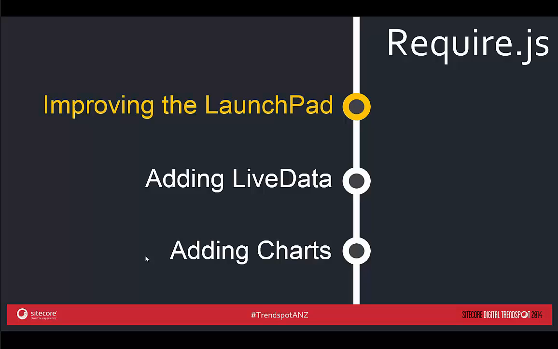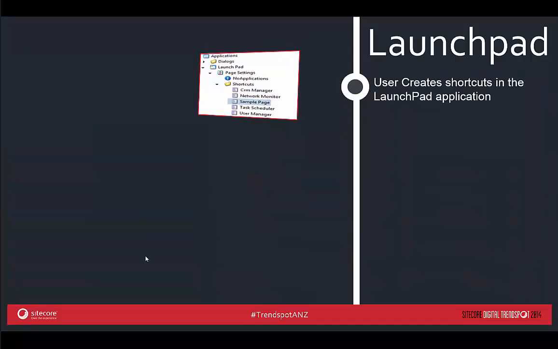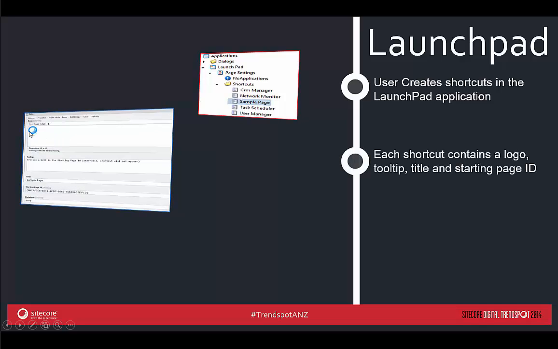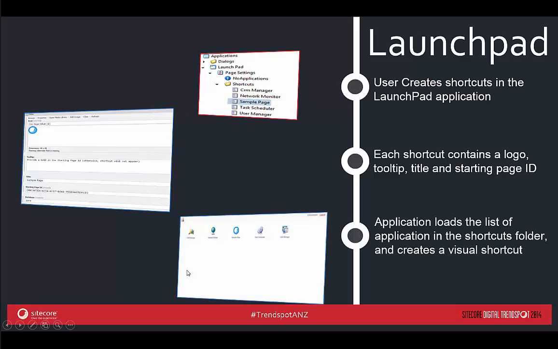Now, prior to 8.0, the Cycle Launchpad was pretty basic. The way it worked is it was a Speak application, and it had a folder called Shortcuts, and in that Shortcuts folder you could insert items or shortcut items. This would have an icon, a tooltip, a title, and the actual Speak application ID. So for each one of those, it would display the icon like so and allow the user to open it.